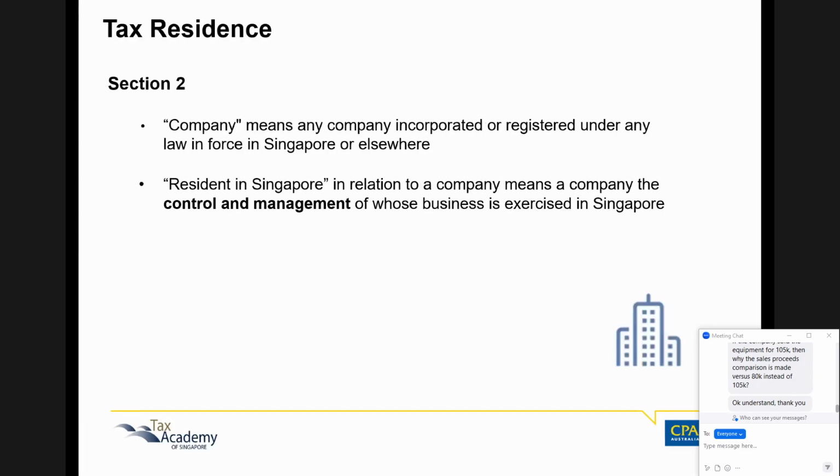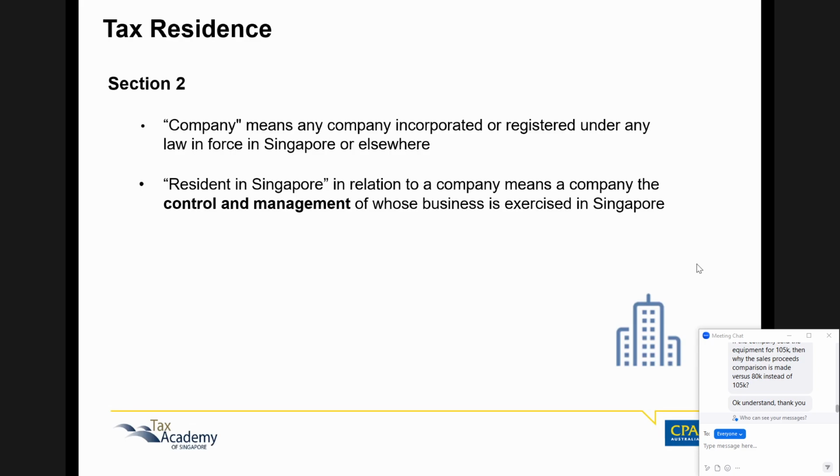Okay, so that's 1025. Now we move on to tax residents. For companies, we will say whether they are tax resident or non-resident, same as individuals. For companies, it's defined under Section 2 of the Income Tax Act. It means any company incorporated or registered under any law enforced in Singapore or elsewhere. Resident in Singapore, in relation to a company, means a company whose control and management of the business is in Singapore.